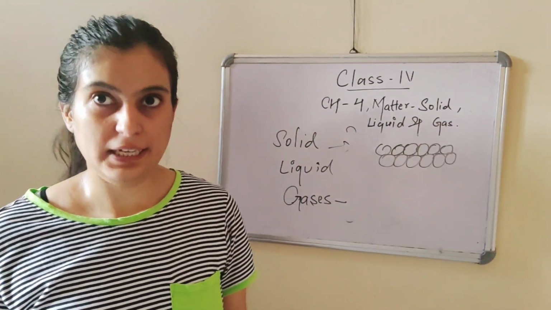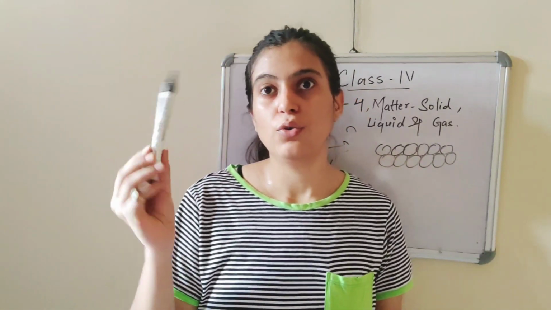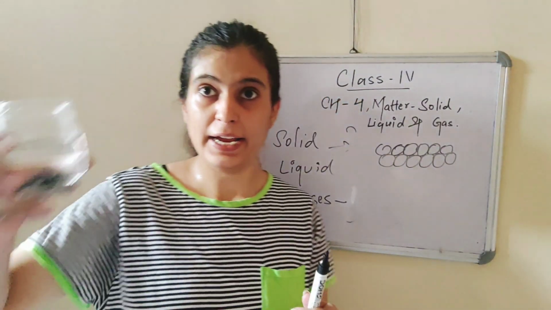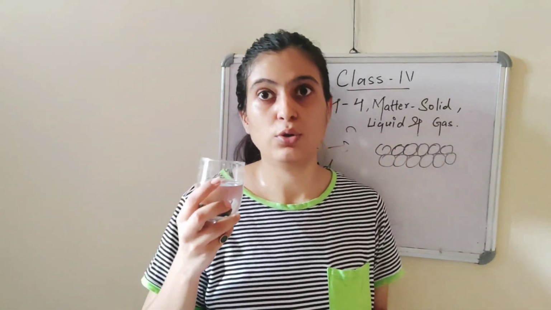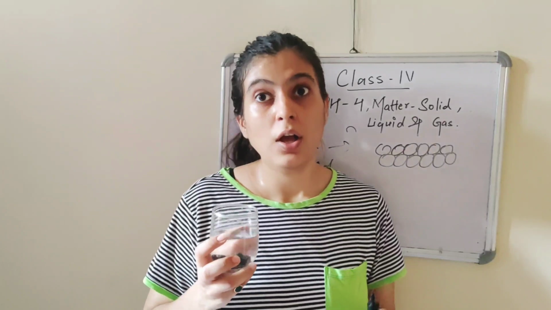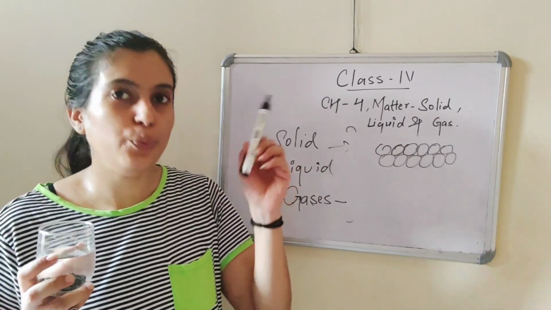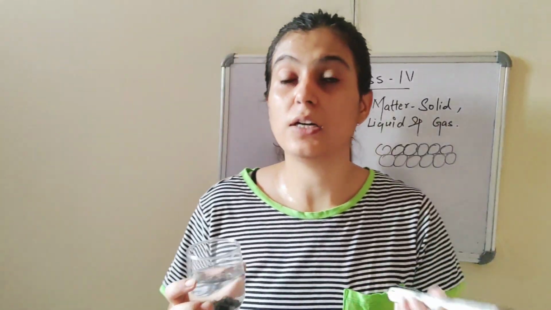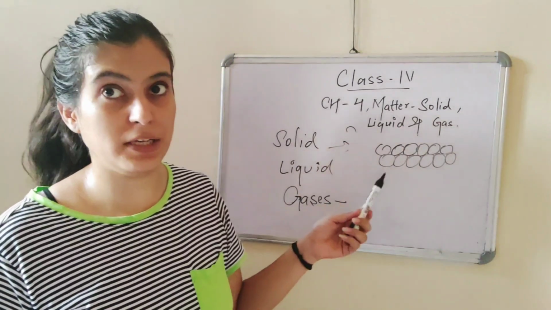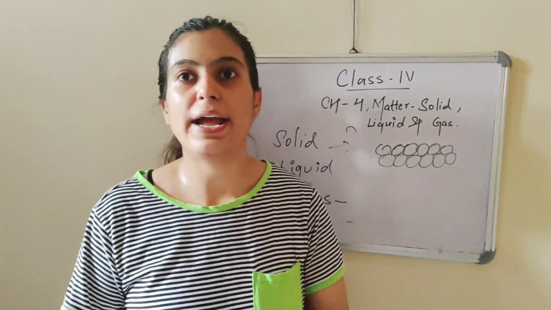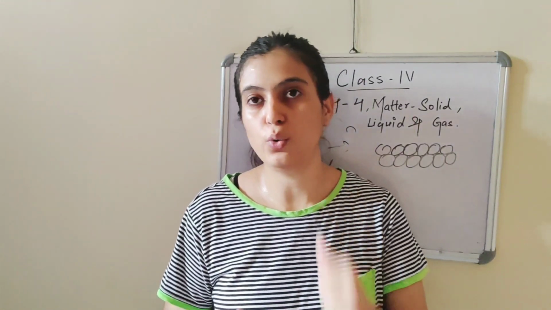Next is flowability. See, this marker, can it flow? No. Suppose if I pour down this glass of water, this liquid, you will see that it can flow. But can this happen with this marker? No, it cannot happen with this marker because the molecular arrangement does not have spaces in between them. That's why solids can't flow. They do not have the ability to flow.